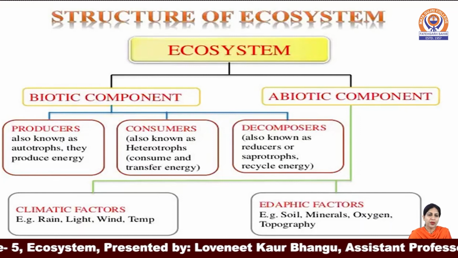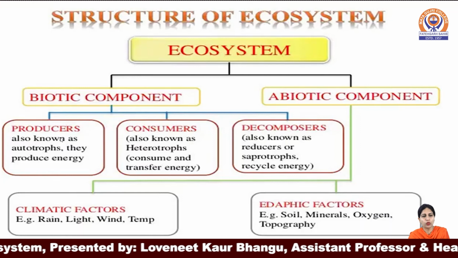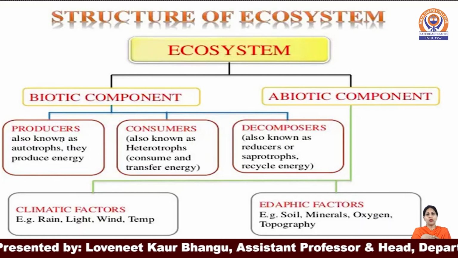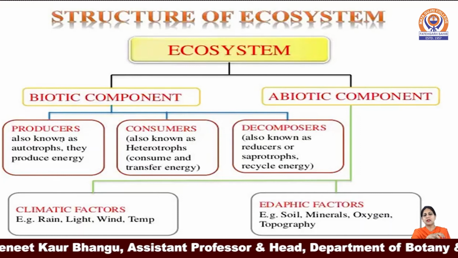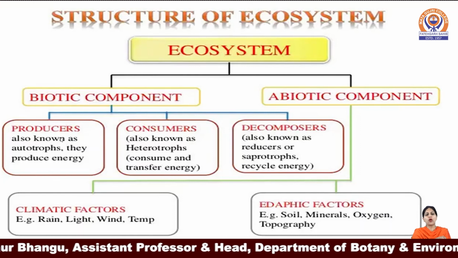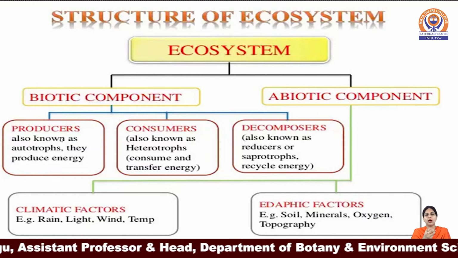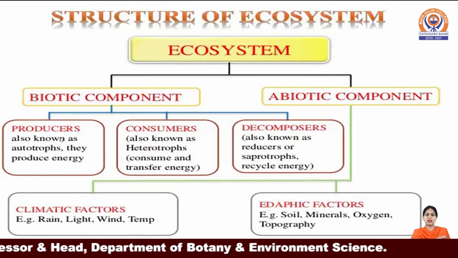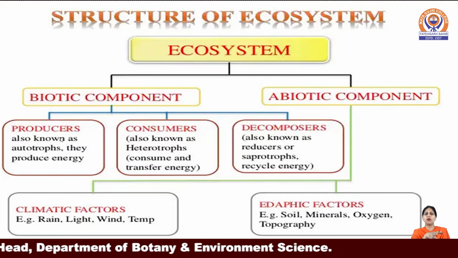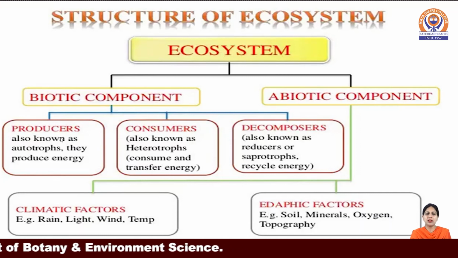Now what are producers? Producers are also known as autotrophs and they produce energy. Dear students, producers is basically the term used for plants. Autotroph is again used for plants because autotroph means the trophic level of organisms that produce their own food, that prepare their own food. So here we're talking about plants. All the plants and the trees are included in producers because they produce their own food by the process of photosynthesis.